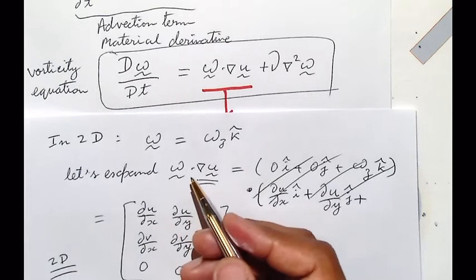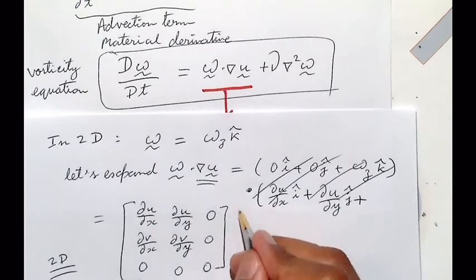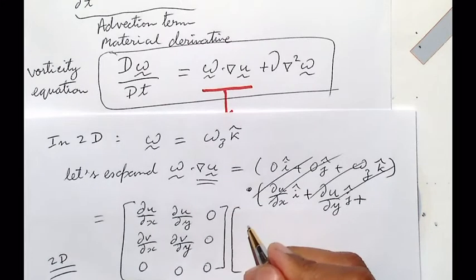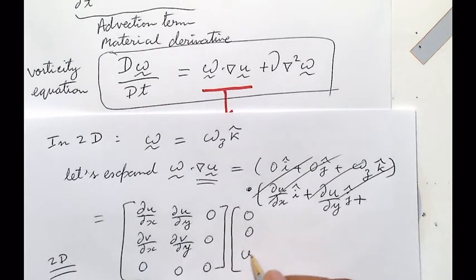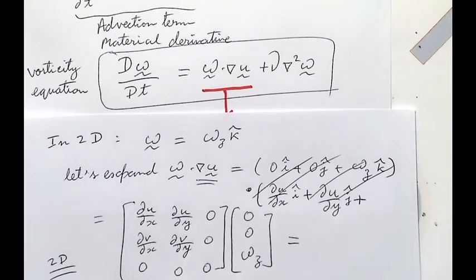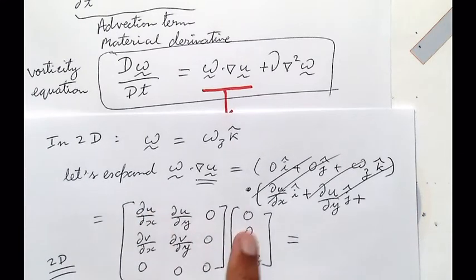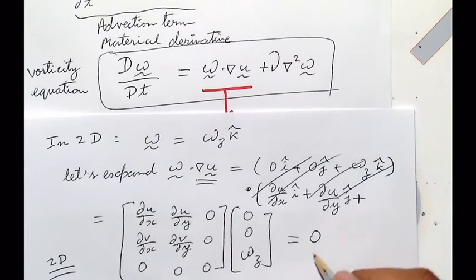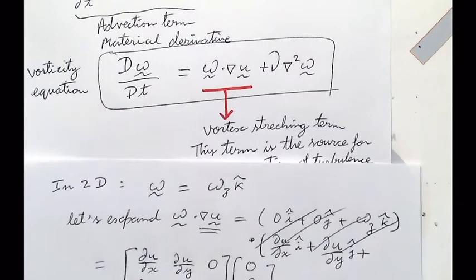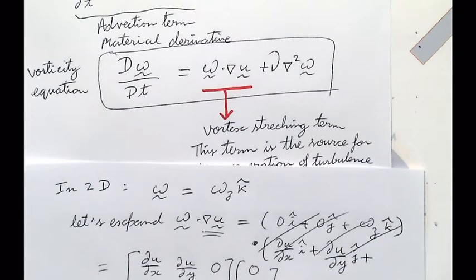Omega is a vector, right? And in 2D, we have 0, 0, and omega_z. What does this become? It's 0. You can multiply it out, it will be 0. So there is no vortex stretching in 2D.